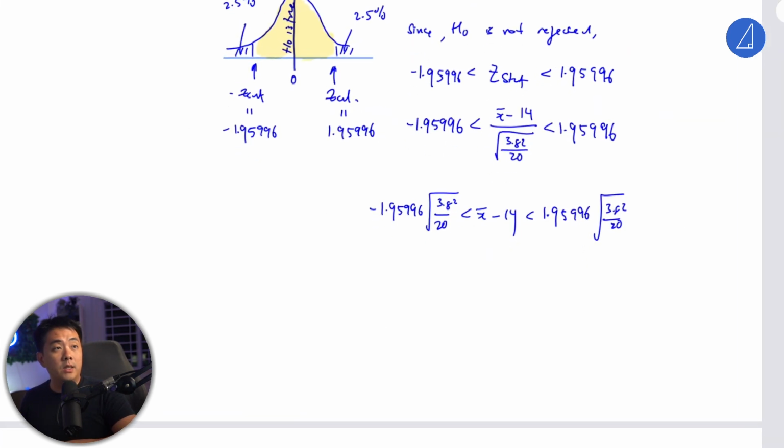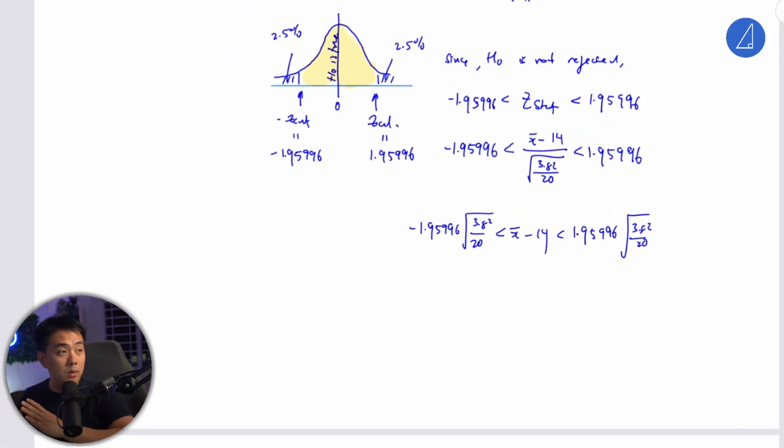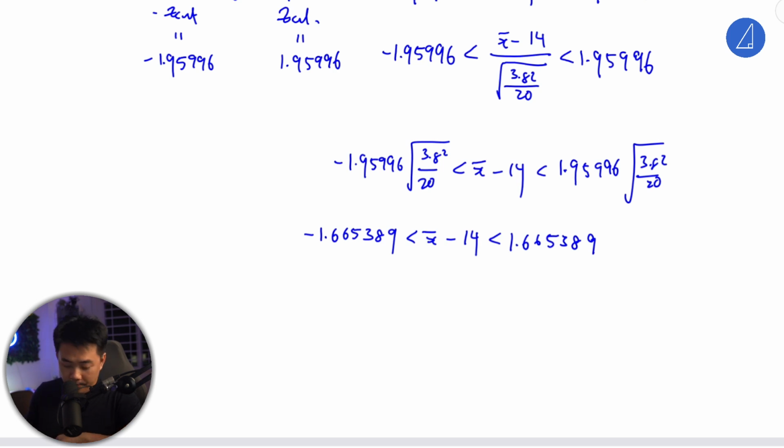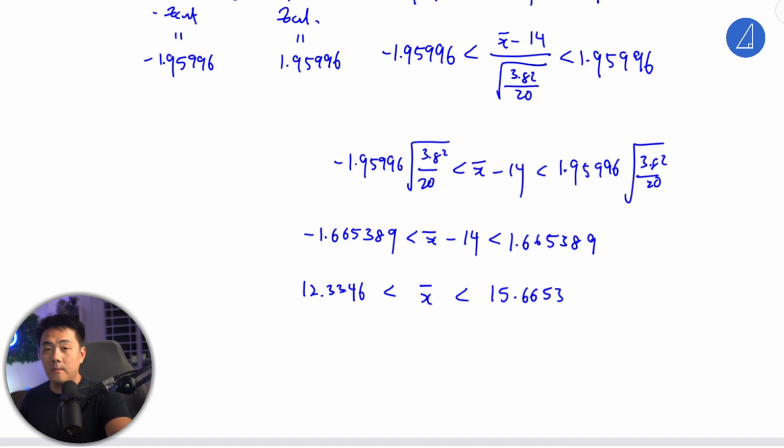Okay, then just add 14 to the entire inequality. So once it's done, just add 14 throughout. That will be 12.3346 less than X bar less than 15.6653. Okay, from here we can just round to 3 SF. It doesn't matter. Okay, so 15.7.